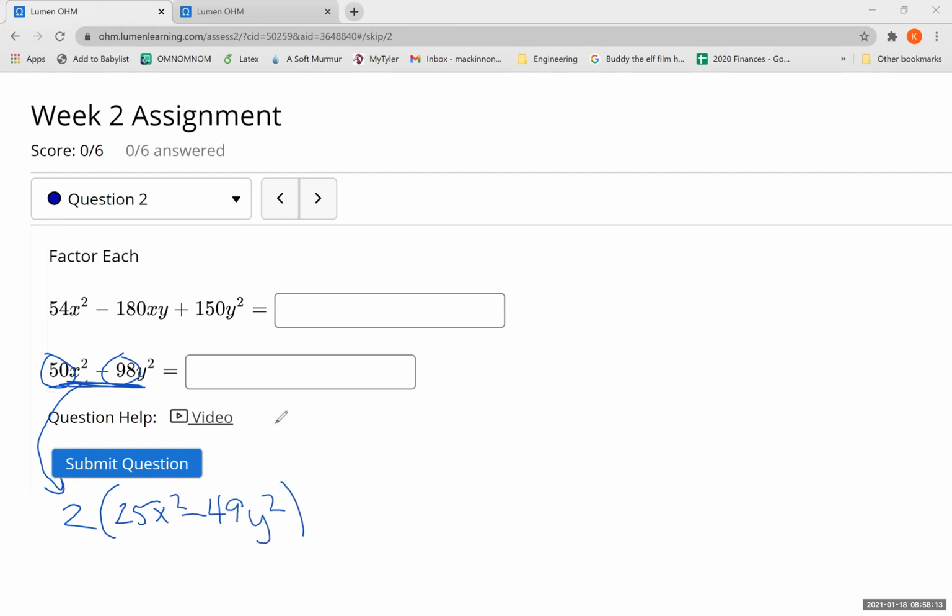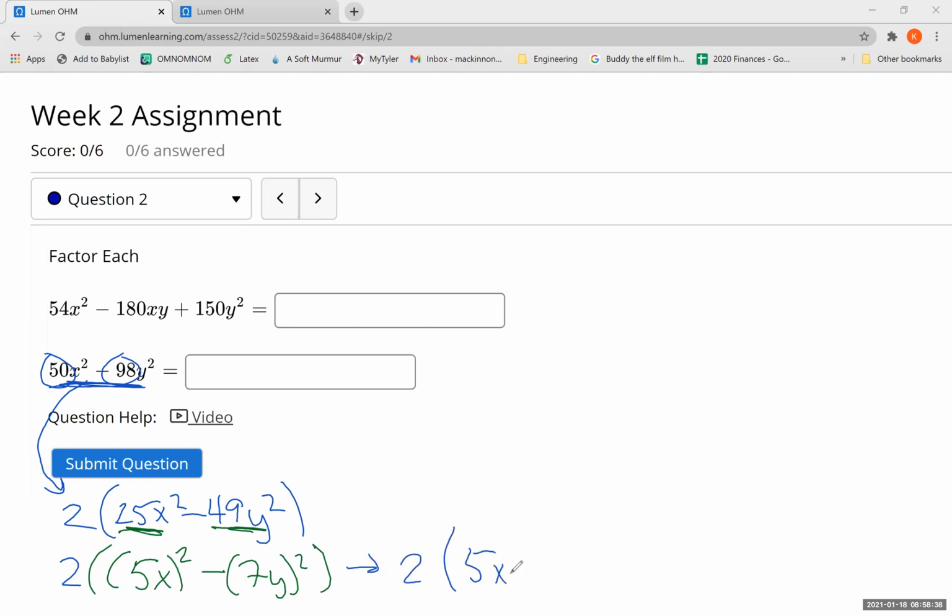And now something really nice happens. 25x squared is absolutely a perfect square, namely 5x. And 49y squared is absolutely a perfect square. We're just looking at 7y. And we're subtracting those. That is a difference of squares. Now, don't forget your 2. And so we'd get 2 times 5x minus 7y, 5x plus 7y. This method of factoring is so fast when you recognize it. So it's really useful to kind of have in our back pockets.